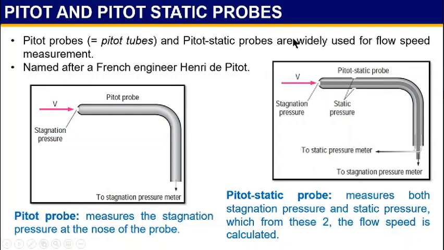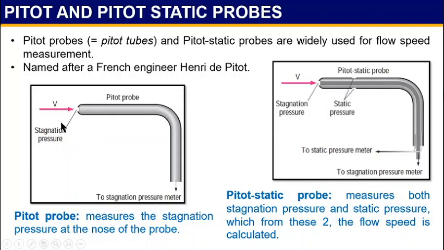This is one of the devices widely used for flow speed measurement, to get the velocity of a flow. Pitot and pitot static probes are named after a French engineer, Henri de Pitot. So we have two types of pitot, one is the pitot probe and another one is the pitot static probe. See here the difference between them.